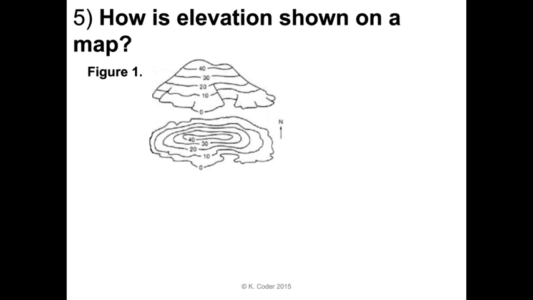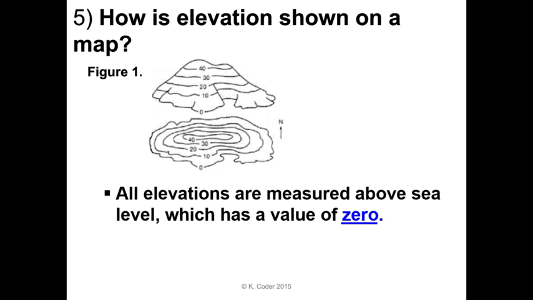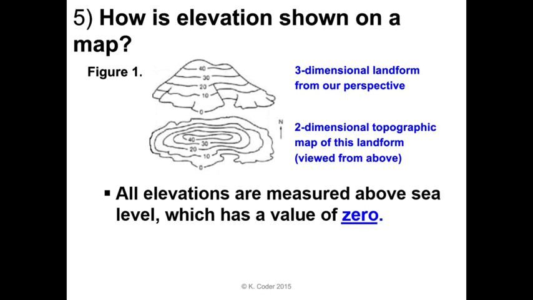So how is elevation shown on a map? We see two different types here. This would be a three-dimensional perspective on the top. A three-dimensional land perspective. So if we were looking at a mountain, this is what we might see, the height, length, and depth of the mountain. Those lines won't be there. When we look at a map, that three-dimensional landform is shown the same way as we see below it, which is a two-dimensional topographic map, where we just get the length and the width. We don't really see the height, but the height is labeled with the contour lines.